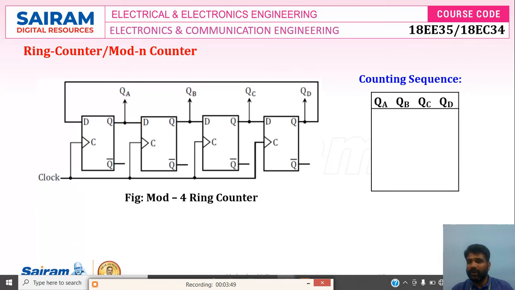QA, QB, QC, QD. Let's assume initially QA is 1. QA is 1, QB 0, QC 0, QD 0. Correct? So QD is 0, that is connected to D of the QA flip-flop. QA is 1, that is connected to D of QB. QB is 0, that is connected to D of QC. And QC is also 0, that is connected to D of QD. So once the clock pulse occurs, what happens? The QD value is copied to QA, QA is copied to QB, QB is copied to QC, and QC is copied to QD.